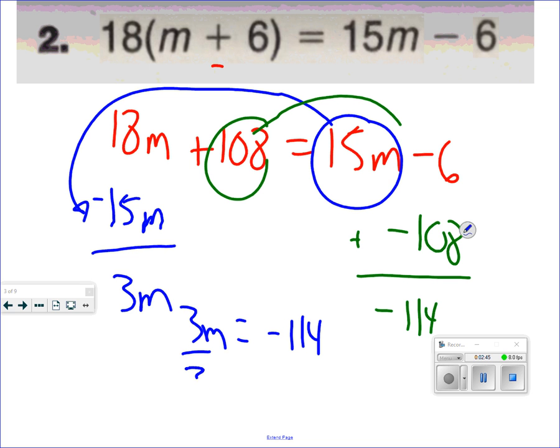Well, if I'm going to divide by 3, I have a negative 114. So 114 divided by 3 equals 38. Because I'm dividing a negative number by a positive number, I have a negative answer.